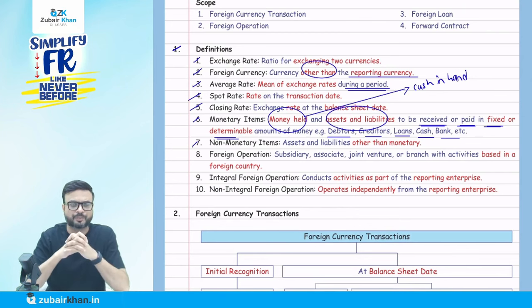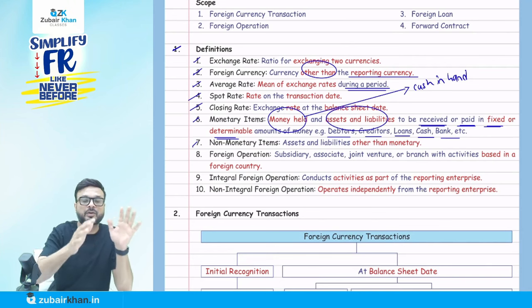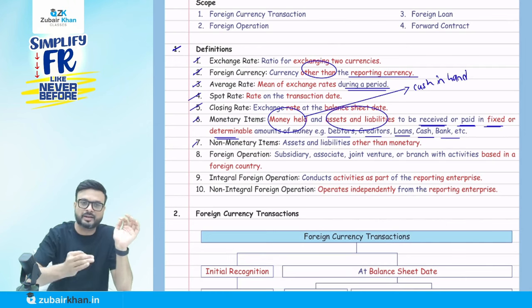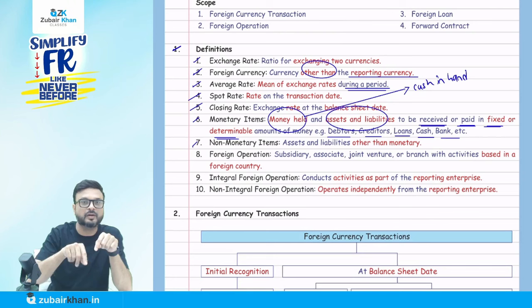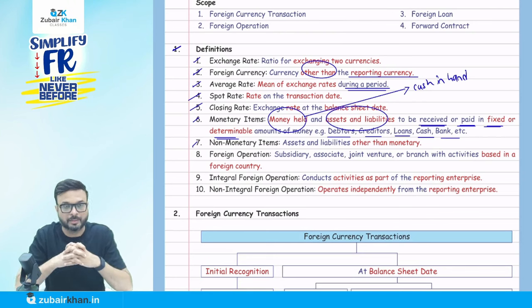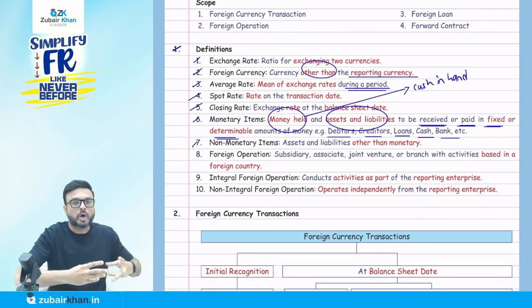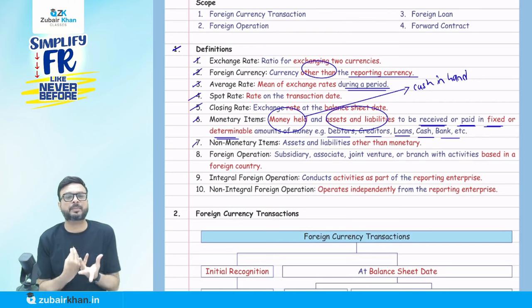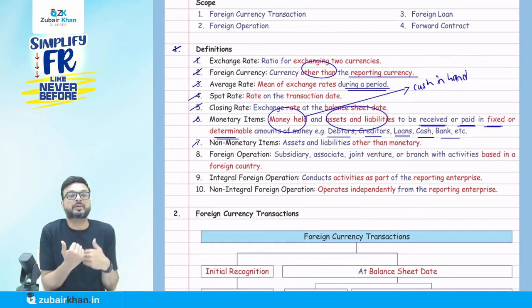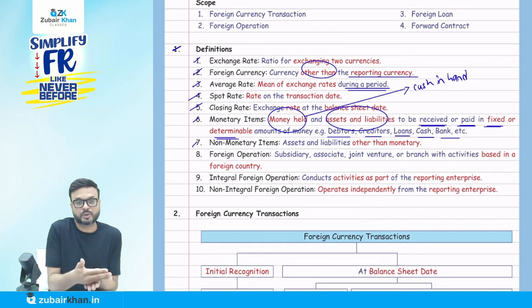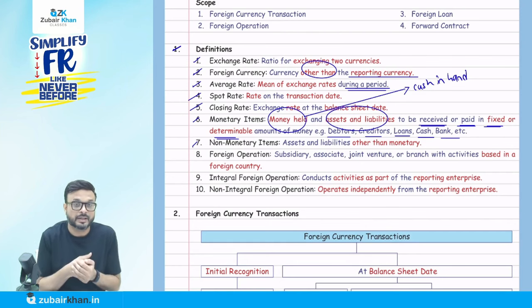To make it simple, if you go to the basics of accounting, not generally I'm saying, but all personal accounts are monetary items, and cash is a real account but cash is also a monetary item. So cash, money held, or anything which is receivable or payable, where I know the fixed or determinable amount, how much is receivable, how much is payable. Like debtors, creditors, loan taker, all these are monetary items.